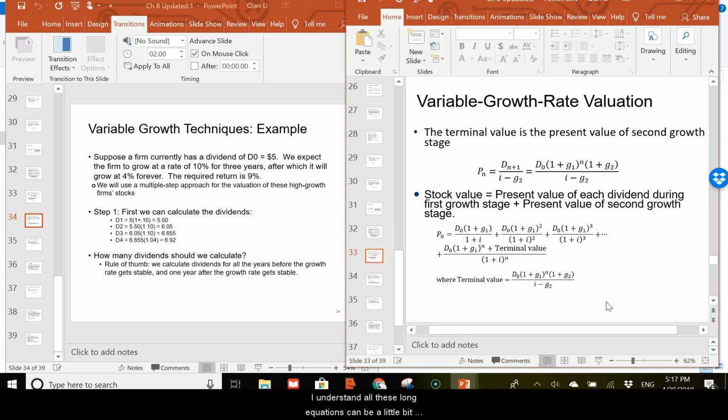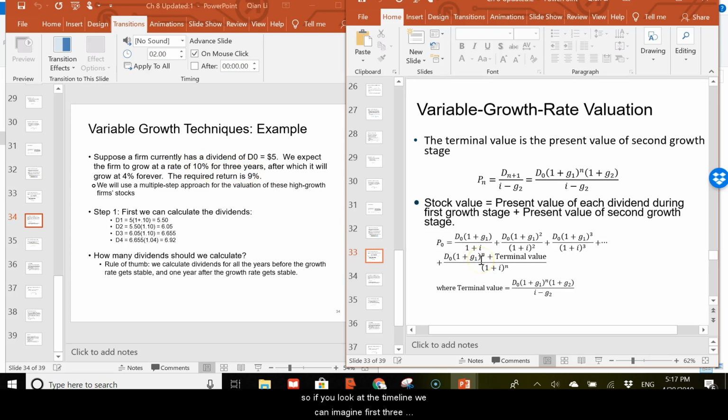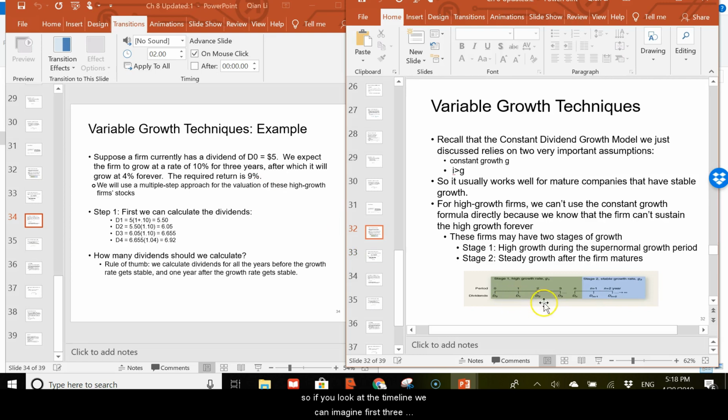I understand all these long equations can be a little bit confusing, so the best thing to do to get comfortable with them is to look at an example. Here we are looking at a company that currently pays a dividend of $5, so D0 is 5, and then we expect the company to grow the dividends at 10% for 3 years. So first 3 years, high growth rate of 10%. So if you look at the timeline, we can imagine first 3 years, high growth, and after that, 4% stable growth.